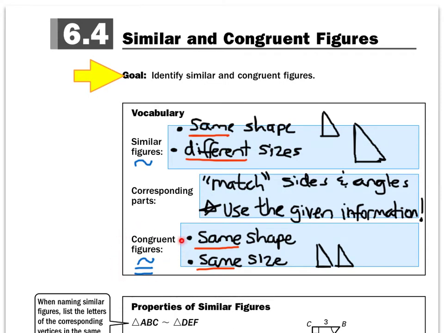Now, congruent figures, the symbol looks like this. It's an equal sign with a wave over it. And that's kind of like a super equal sign. They're exactly the same shape and exactly the same size. They are exact copies of each other. One's not larger than the other, they're exactly the same. Where in similar, one's smaller and one's bigger.